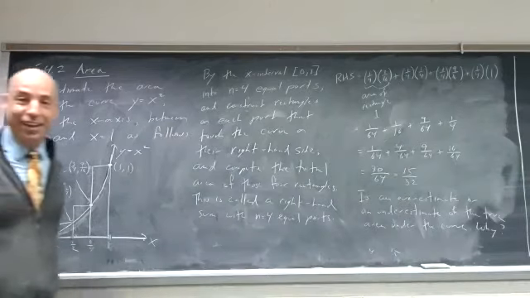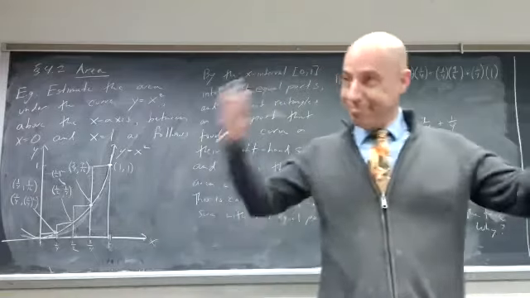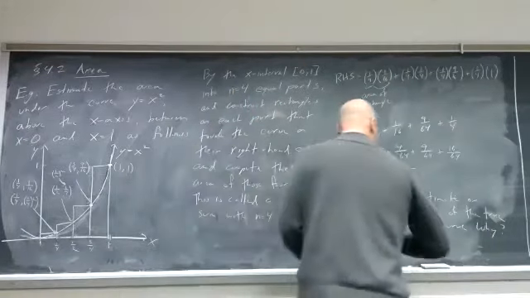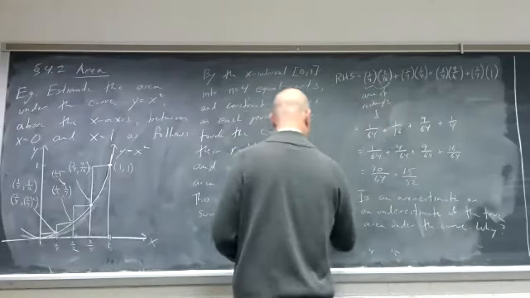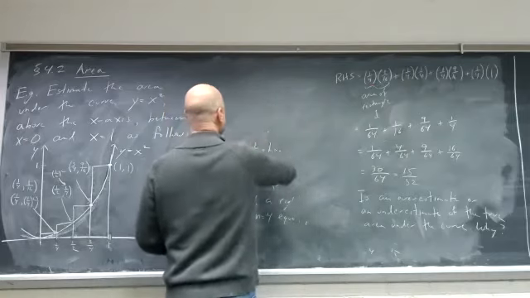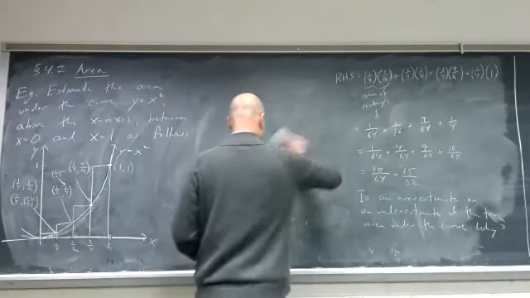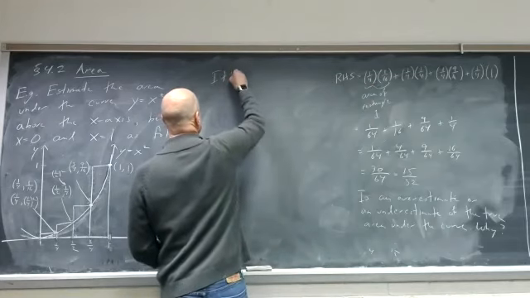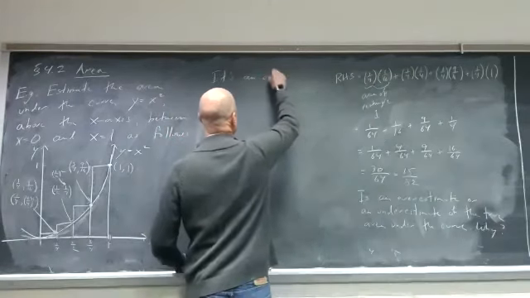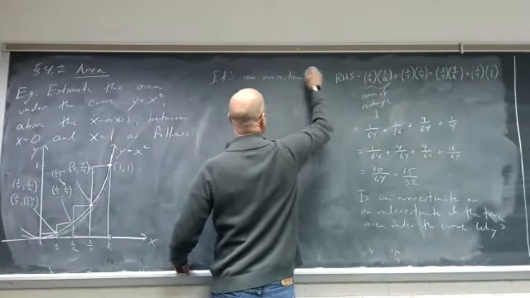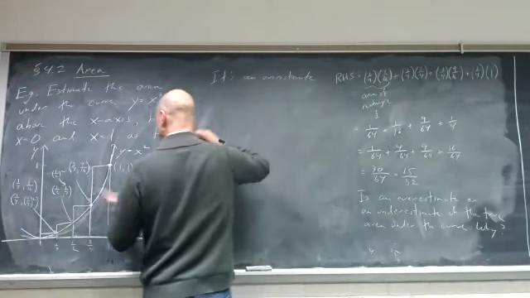And how did you know that? Because the rectangles go over the curve. Because the rectangles stick above the curve. That is perfect. So it's an overestimate. The rectangles stick above the curve.